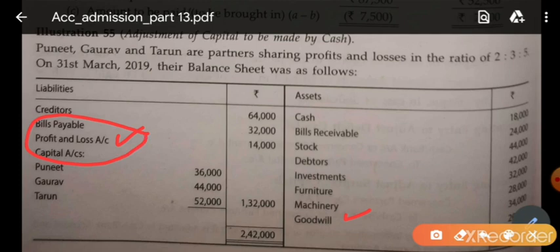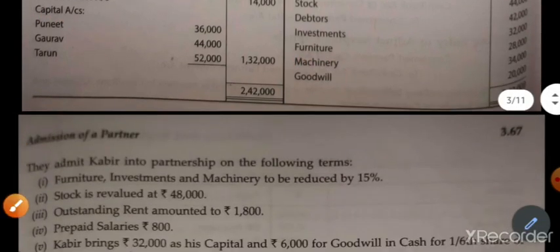So the entry for P&L will be P&L debit to Puneet, Gaurav, Tarun. There are 3 old partners, and the old ratio is 2:3:5. And old goodwill is written off between old partners in the old ratio. So now the entry will be Puneet debit, Gaurav debit, Tarun debit to goodwill. These are the 2 journal entries.